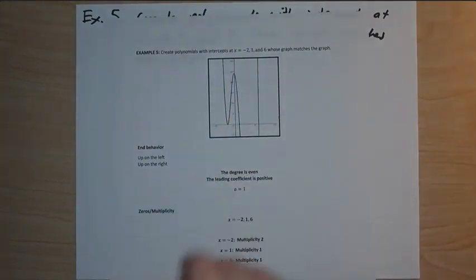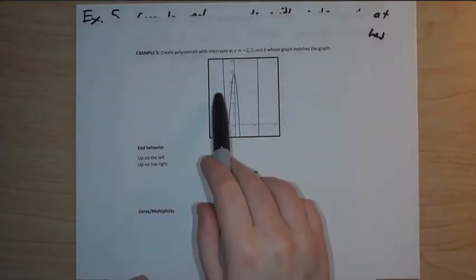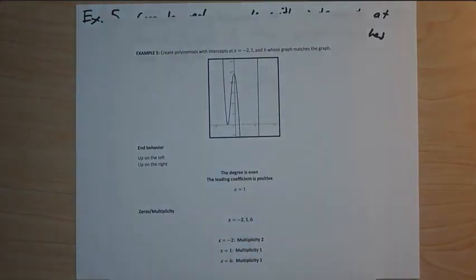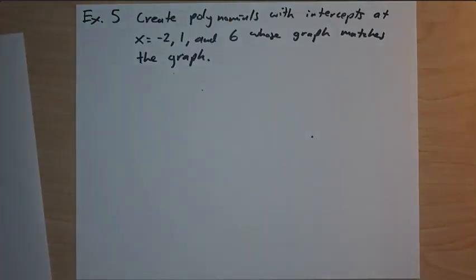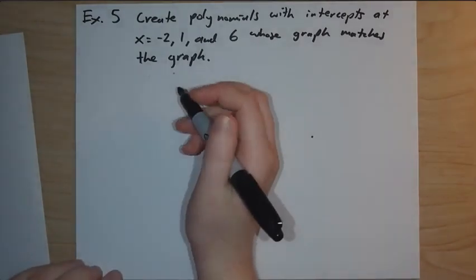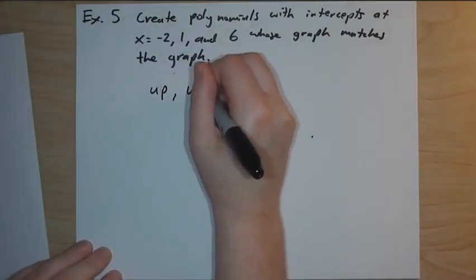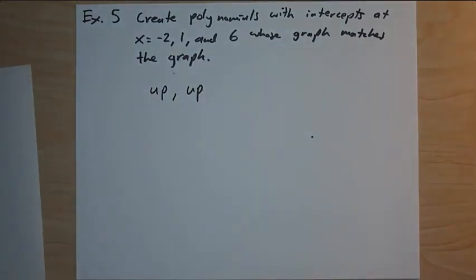It looks like this. What we can tell from this is that it goes up and then it ends upwards as well. So it ends up and goes up. So I'm going to mark that down. So it goes up from the left and up from the right. So it goes up, up.